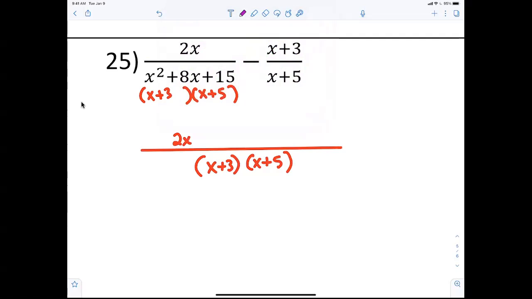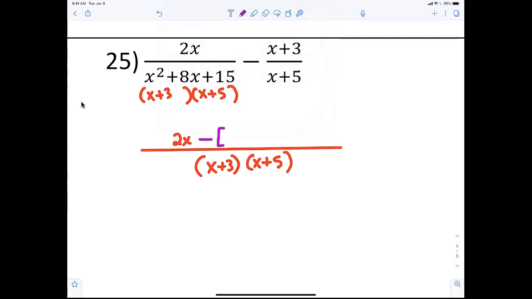I don't like to distribute a negative through here because it's easier to multiply a binomial times a binomial than distribute the negative. But is it okay to change this to plus negative x negative 3? Yes, I just don't think it's the easiest way to do it. So I like to keep the minus, then I put a bracket.